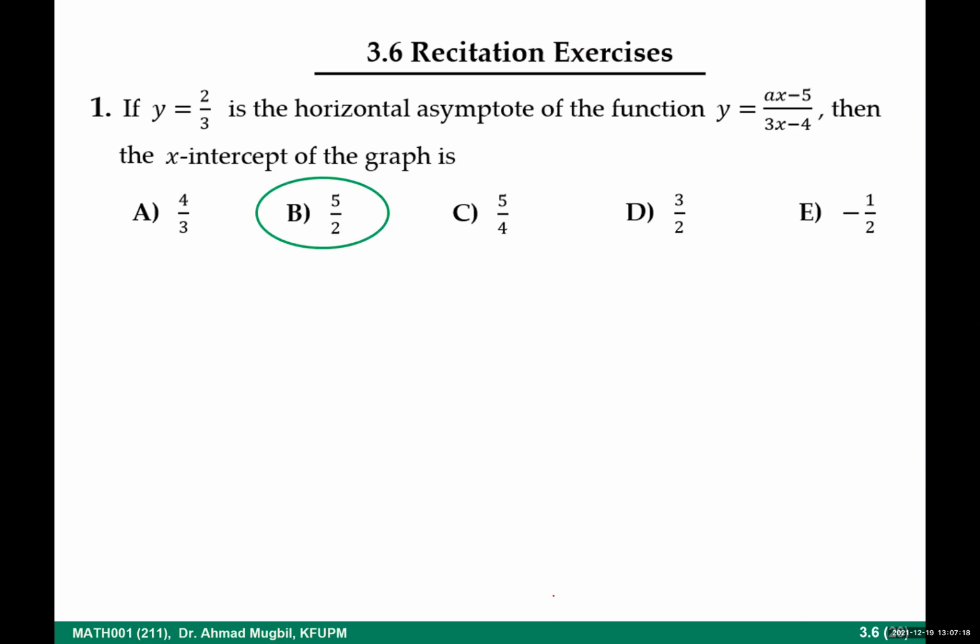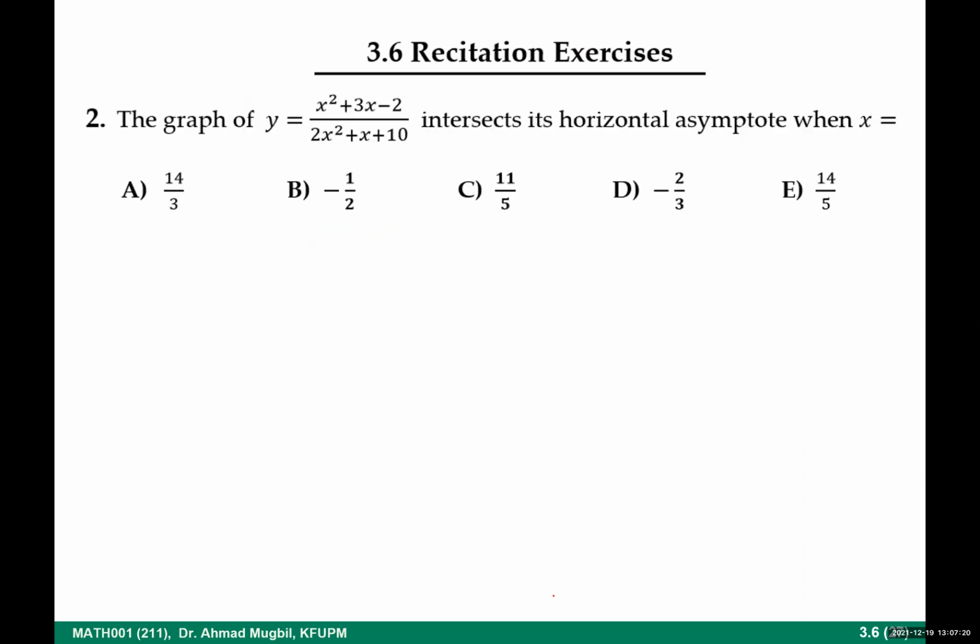Let's solve this one. Please try to solve this recitation exercise. We did this, by the way, almost in every example in the previous class. So please try to find an answer for this question. Write your solution in your notebook.